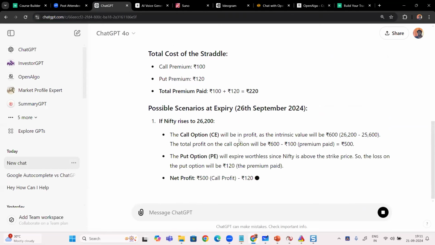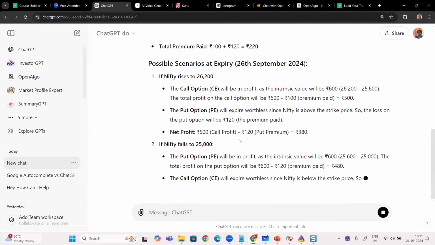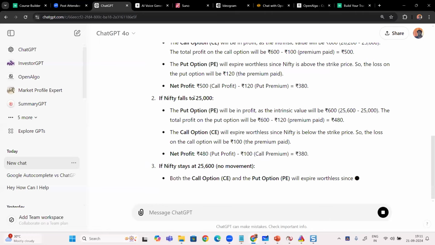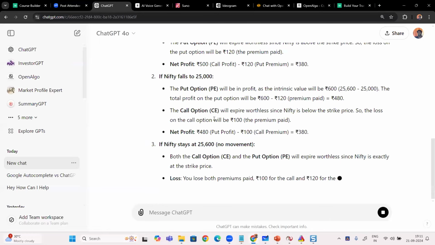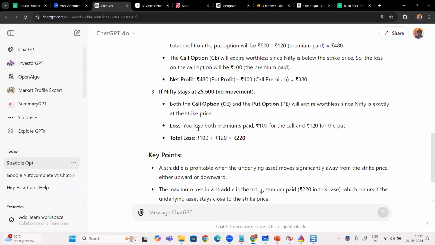So when prices, Nifty, are rising above 26,200, what will happen? Where is my break-even point? What if Nifty falls down to 25,000 levels? Or if Nifty stays around 25,600, what will eventually happen? It comes up with reasoning. Now, what these models are really good at is reasoning. Of course, it does a lot more things, but when it comes to markets, it is really good at reasoning.